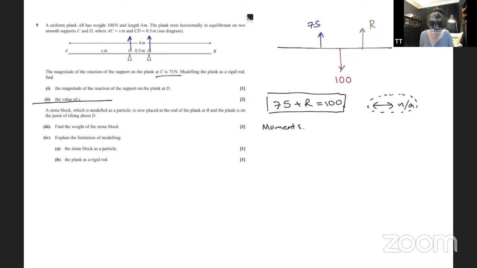Okay. Find the magnitude of the reaction of the support on the plank at D. So that's find R, that's saying. Well, I have found R. R is 25. Hooray.